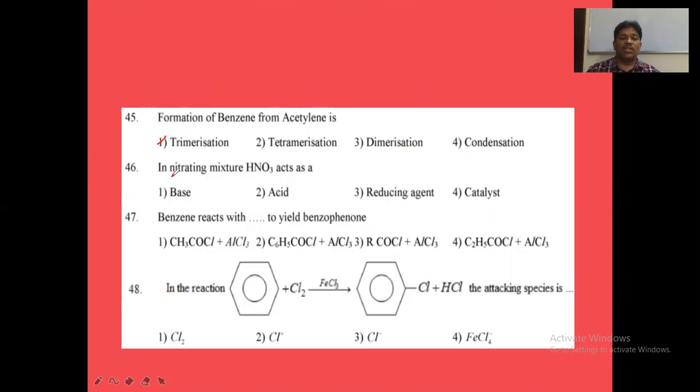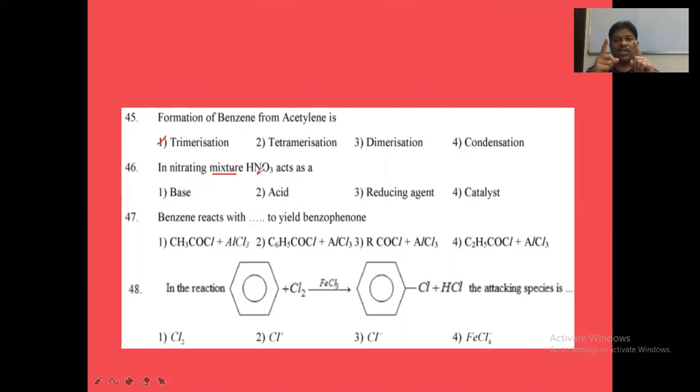First of all, tell me what is the nitration mixture? This mixture contains HNO3 and H2SO4. Concentrated H2SO4 and concentrated HNO3 will be present. So this mixture of HNO3 and H2SO4 is called the nitration mixture. In this nitration mixture, which is more acidic in nature, which is the stronger acid? H2SO4 is the stronger acid, HNO3 is the weaker acid.